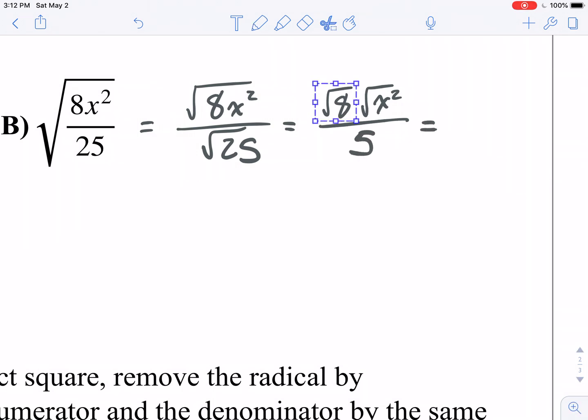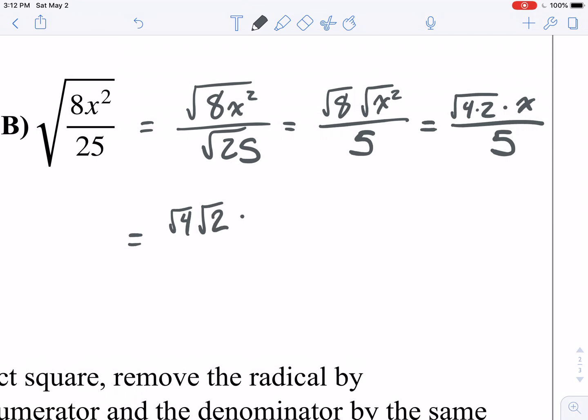Then we can break up the square root of 8 by saying, well, that's the square root of 4 times 2. And the square root of x squared, well, that's just x. And then over 5 stays the same. Keeping on going, we can split up the square root of 4 times 2 as the square root of 4 times the square root of 2. Then we have our x all over 5. The square root of 4 is 2, so that gives us 2 times the square root of 2 times x all over 5.